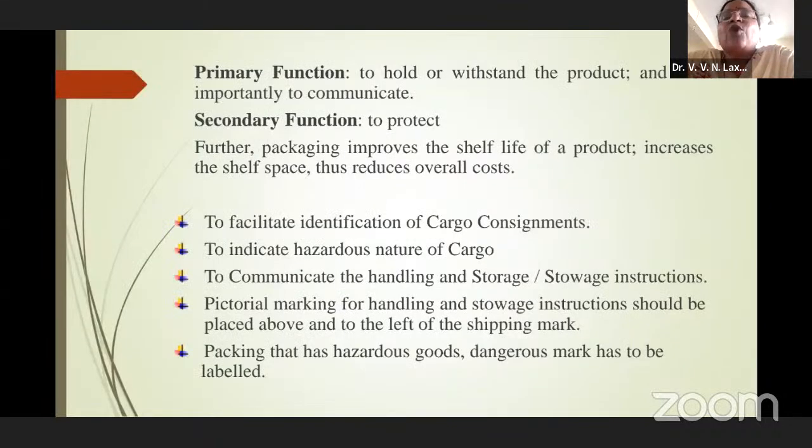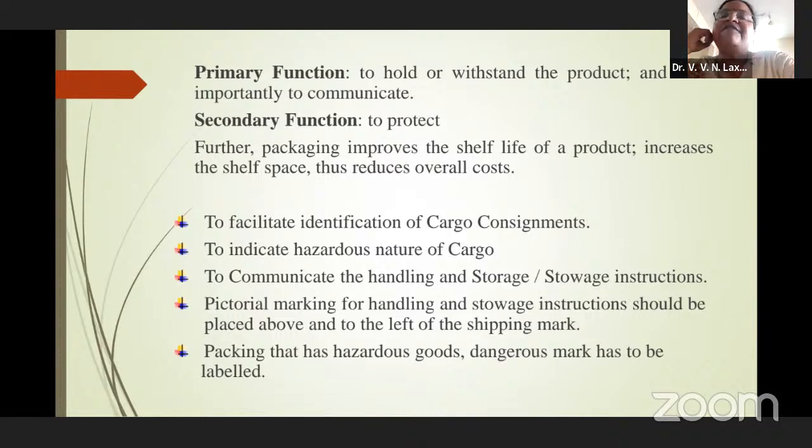Now, let us see what are the functions of packaging. The primary function of a package is to hold or withstand the product, and most importantly, to communicate about the product. While the secondary function is to give protection to the product. With the present vacuum and Tetra packs being available, bubble packs being available, the perishables, glassware, and fragile ware are very comfortably transported from one place to another without much loss to the product.